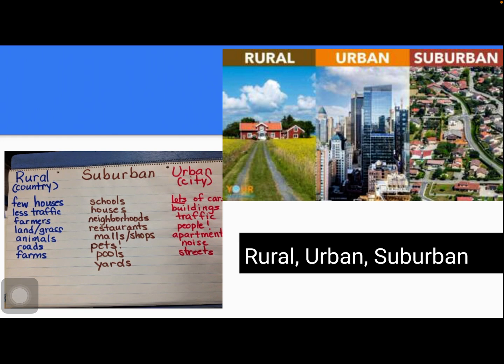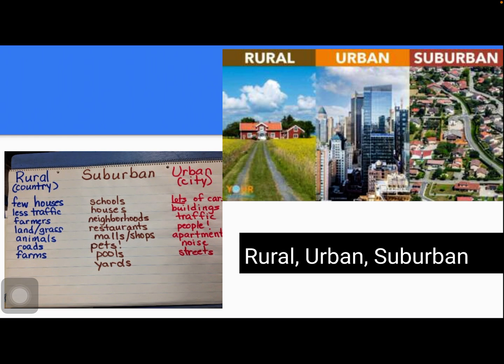Next one is suburban. Say suburban. Good. In these suburban areas, you're going to see schools, houses, mainly neighborhoods. So think of subdivisions that you might live in. There's still going to be restaurants and malls and shops, pets, pools, and yards. So really think of our community here in Saginaw. We are more of a suburban community. We really fit in that category well.